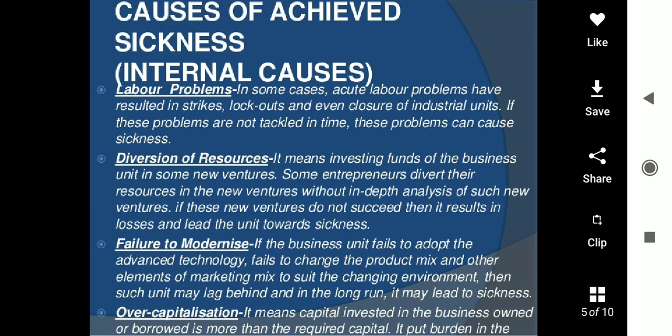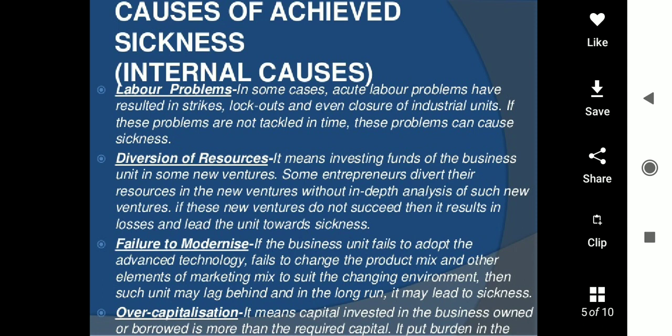It means investing funds of the business unit in some new ventures. Some entrepreneurs divert their resources into new ventures without in-depth analysis of such ventures. If these new ventures do not succeed, it results in losses and leads the unit towards sickness. If these resources are not as per the direction and planning of the company, they will continue the sickness. The third point is applicable in all types of industries, whether micro, small, medium, large, or big, whatever you see.